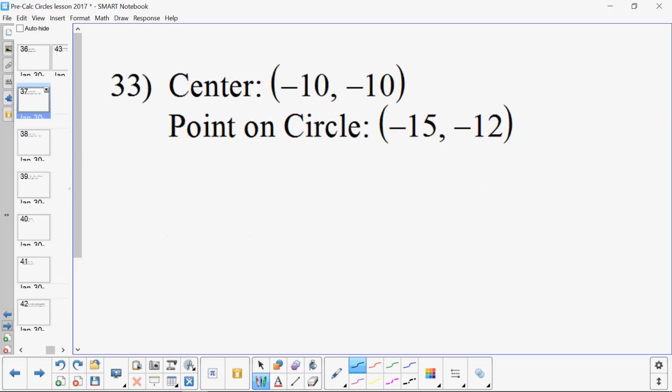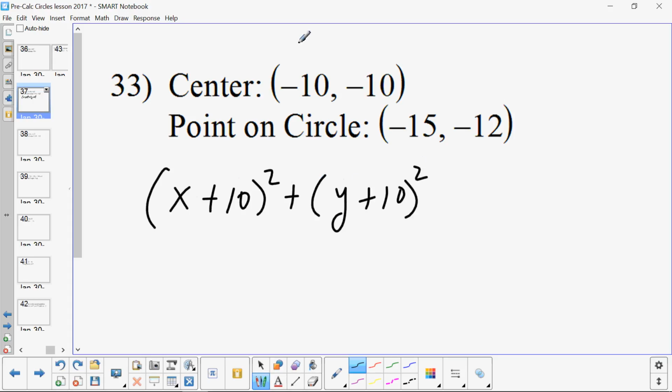32, similar idea. Now I give center and point on the circle. So I didn't give you a radius, but I gave you the center. So it goes back to sort of like the diameter question. You already know you're going to have x plus 10 squared plus y plus 10 squared, because that's h and k. But we don't know our radius value yet. So using these coordinates, x1, y1, x2, y2, we use our distance formula to find the radius.